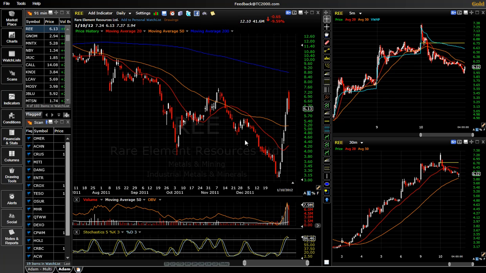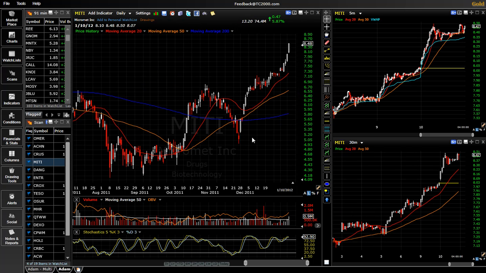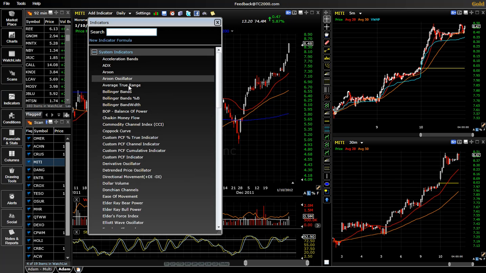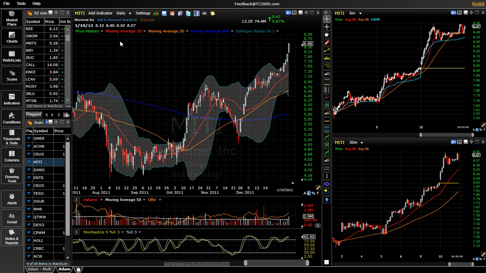A couple ones that are setting up is MITI. This looks good. Like I said, look at this parabolic move. We're going to add our Bollinger Bands on it. And you see that the whole candle is outside. It's been strong. We're going to look for a gap up in the morning, and then we're going to go green to red, and that's when we're going to short it.